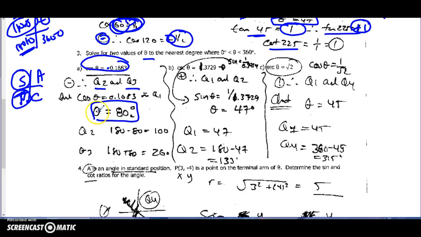Cos theta is this. Second function cos of 0.1683 gives me 80 degrees. 80 degrees in quadrant 2. 180 subtract theta is 100. 180 plus theta for quadrant 3 is 260, and those are my two answers.